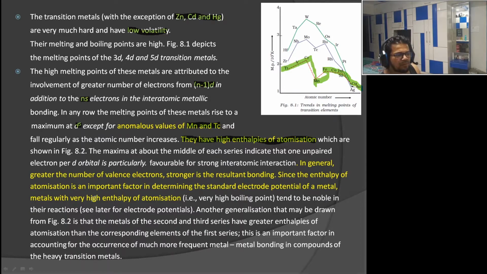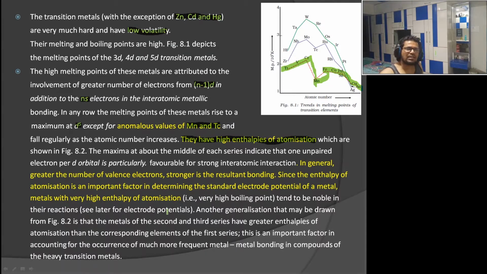Since enthalpy of atomization is an important factor in determining the standard electrode potential, metals with high enthalpy of atomization tend to be noble in their reactions. So electrode potentials, you'll have seen that in redox reactions, the SRP series, where all metals are down and non-metals are up. You'll be seeing this in 12th in the electrochemistry part also.